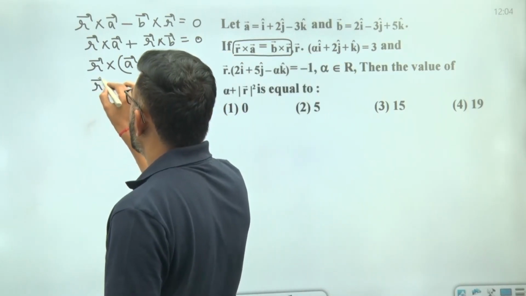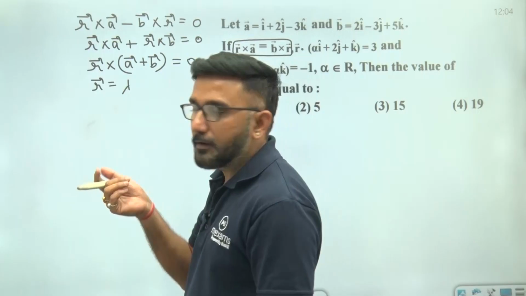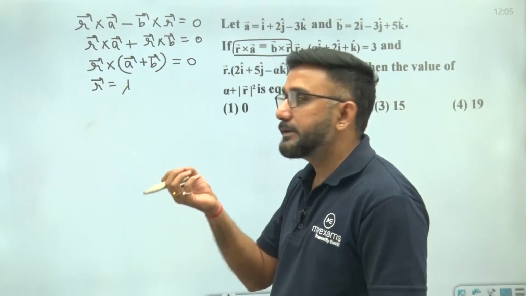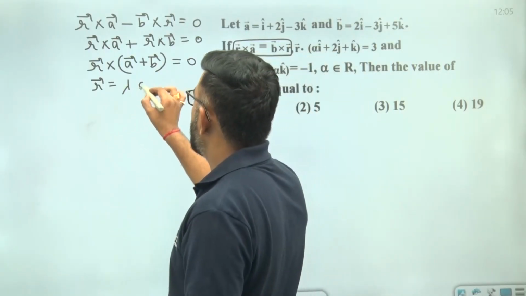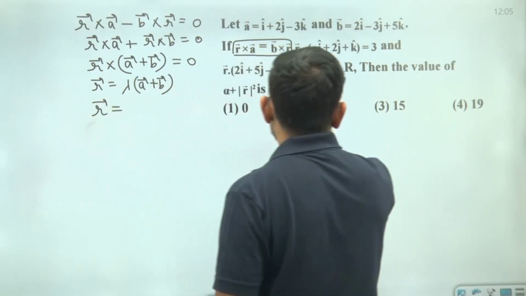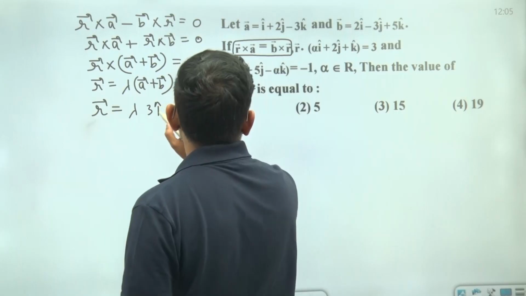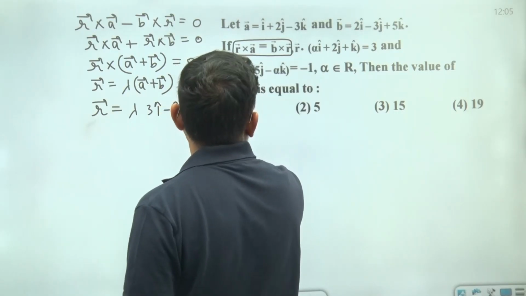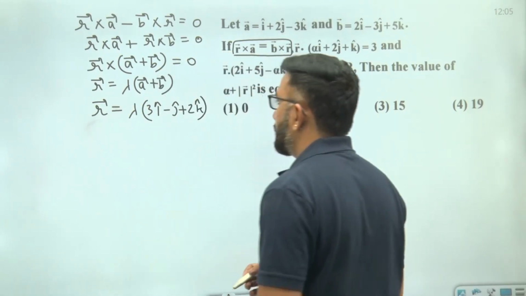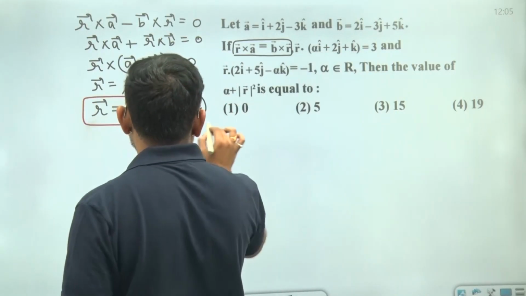Since the cross product of two vectors is 0, those two are parallel vectors. And if two vectors are parallel, they are multiples of each other. So R vector is a multiple of A vector plus B vector, lambda times (A vector plus B vector), that will be 3 i cap minus j cap plus twice k cap, right? So R vector will be this. This is our equation number 1.